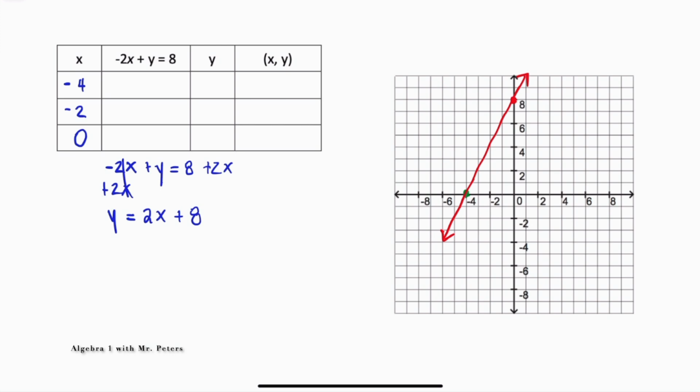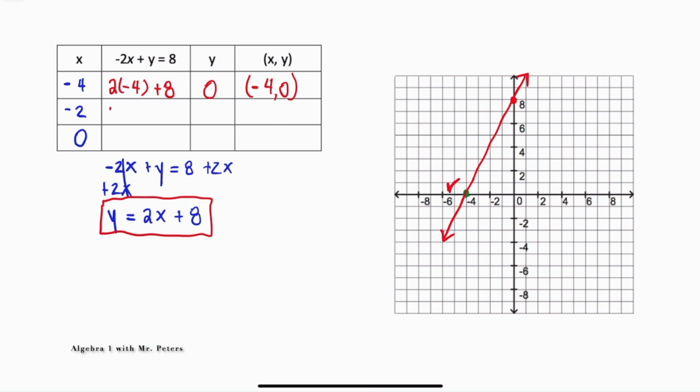And when we substitute, remember that we're plugging into this equation right here. So we have y is equal to 2 times x, which is -4, plus 8. 2 times -4 is -8. -8 plus 8 is 0. So this is how we get the point -4, 0, which is right here. So we know that is 1 point that falls on the line.